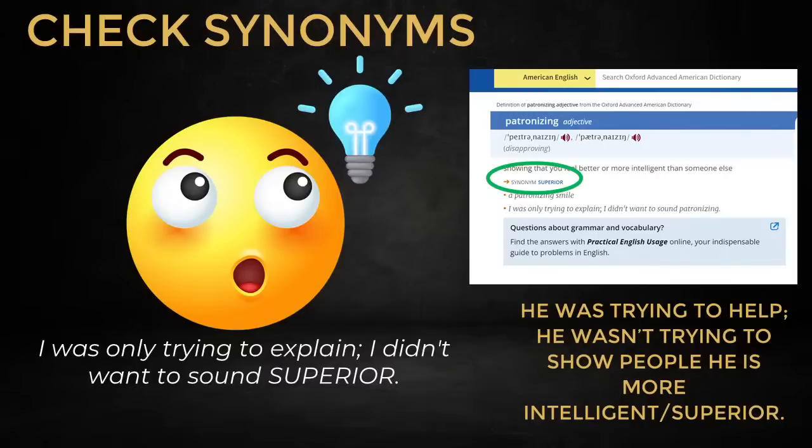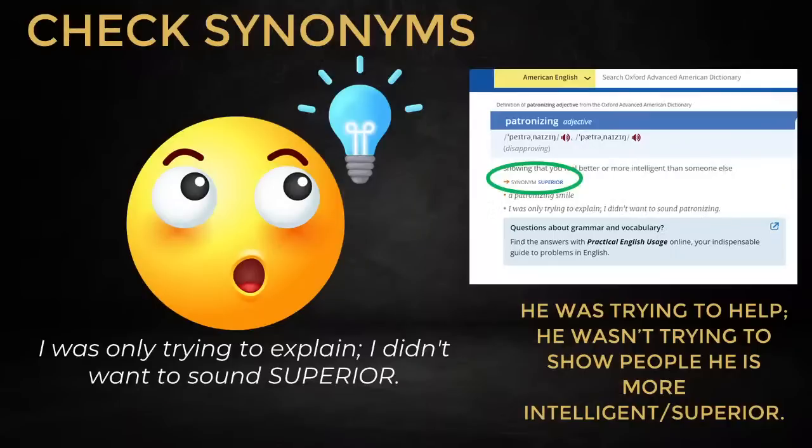So let's look at the example again. And I recommend you replace the word you searched with the synonym, okay? Replace it with the synonym, because that'll help you understand even more. So look at it. I'm gonna remove patronizing, and I'm gonna insert superior. So, "I was only trying to explain. I didn't want to sound superior." So look, he was trying to help. He was only trying to explain. He was not trying to show people he is more intelligent, that he is superior, that he is patronizing.